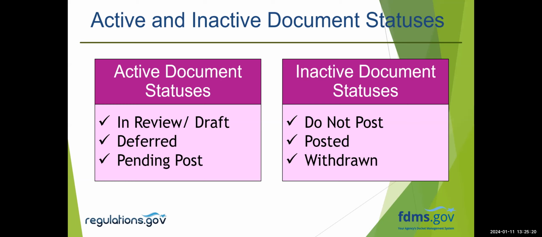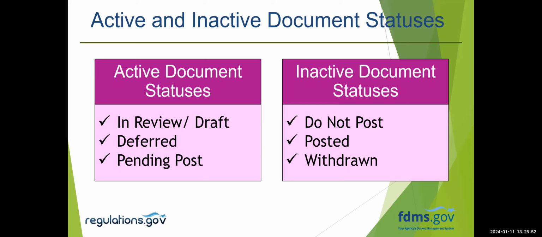So let me give you some examples here. For example, if a document, and remember, document's the umbrella term for all the document types in FDMS, including comments. So if a comment is in the in review or draft status and a user reviews it and then they move it to a deferred status, it's still in an active status. So it started in an active status as in review, and then it stayed in an active status when it went to deferred, because it could still end up being posted to regulations.gov.